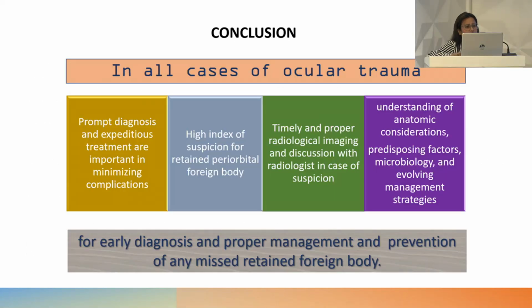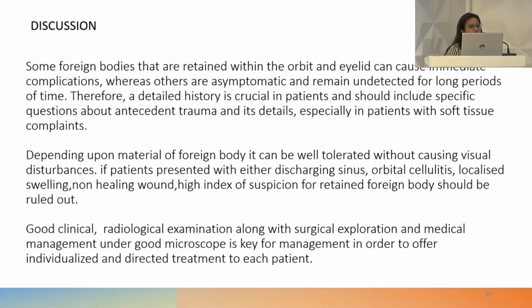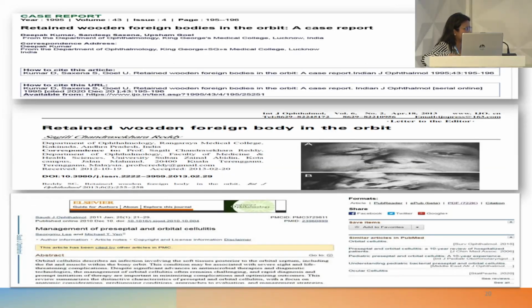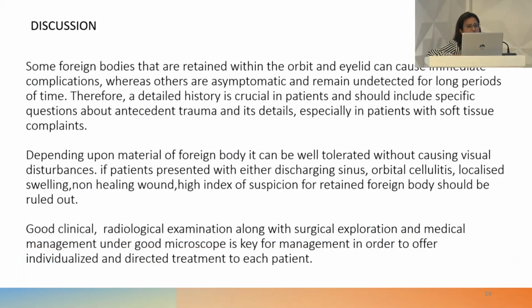Coming to the discussion part, some foreign bodies that are retained within the orbit and eyelid can cause immediate complications, whereas others are asymptomatic and remain undetected for a long period of time. Therefore, a detailed history is crucial in patients and should include specific questions about antecedent trauma and its details, especially in patients with soft tissue complaints.